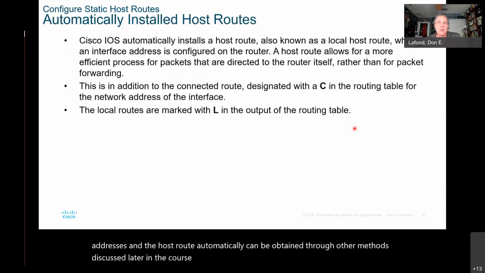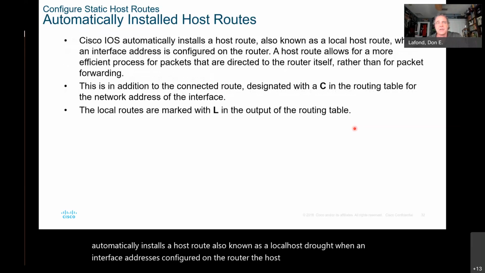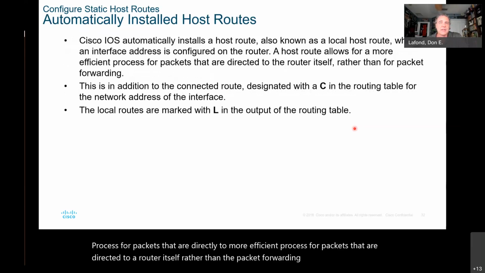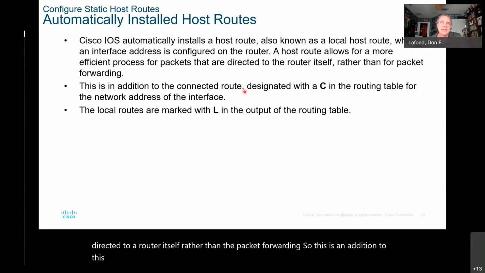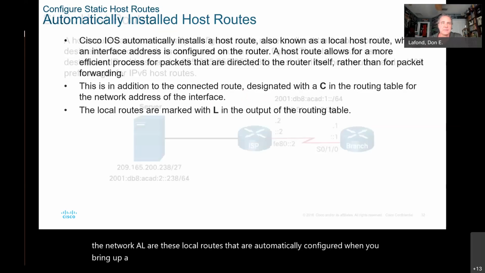Now, automatically installed host routes. Cisco IOS automatically installs a host route, also known as a local host route, when an interface address is configured on the router. The host route allows for a more efficient process for packets that are directed to the router itself, rather than packet forwarding. This is in addition to the connected route designated with the C. C is the network. L are these local routes that are automatically configured. When you bring up a network, you get the C and the L.